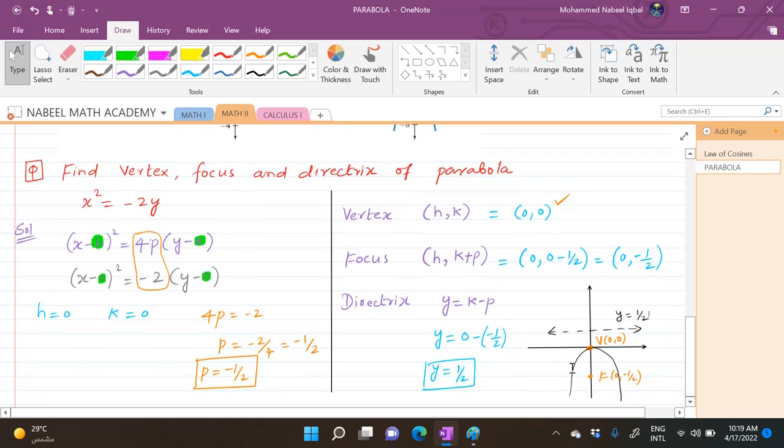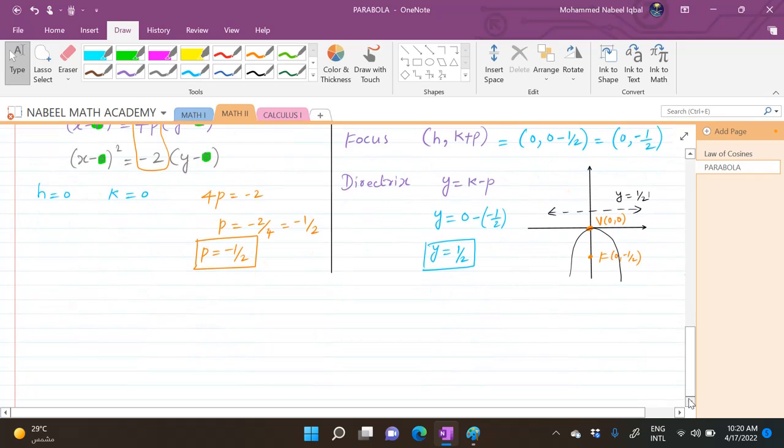So we can identify which direction the parabola opens just by seeing the equation itself. If it is the negative part of the y-axis, therefore it opens downward. Similarly, we will do one more example, symmetric about the x-axis. The second question is 2y square equals x.